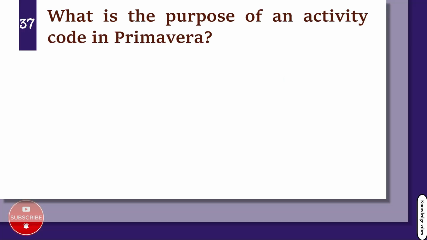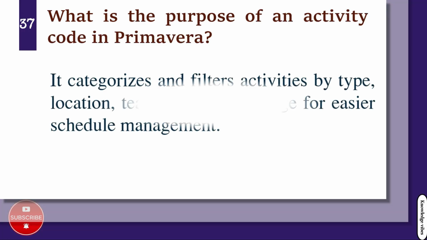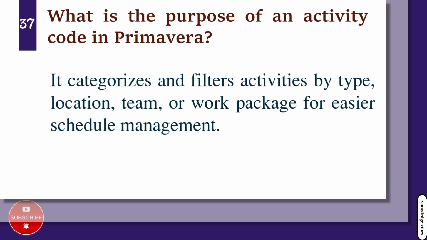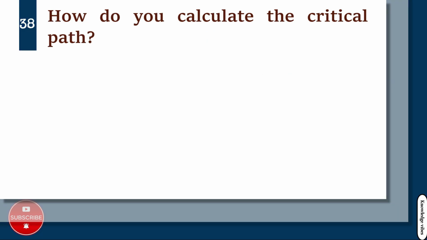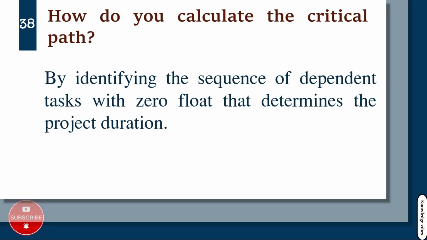What is the purpose of an activity code in Primavera? It categorizes and filters activities by type, location, team, or work package for easier schedule management. How do you calculate the critical path? By identifying the sequence of dependent tasks with zero float that determines the project duration.